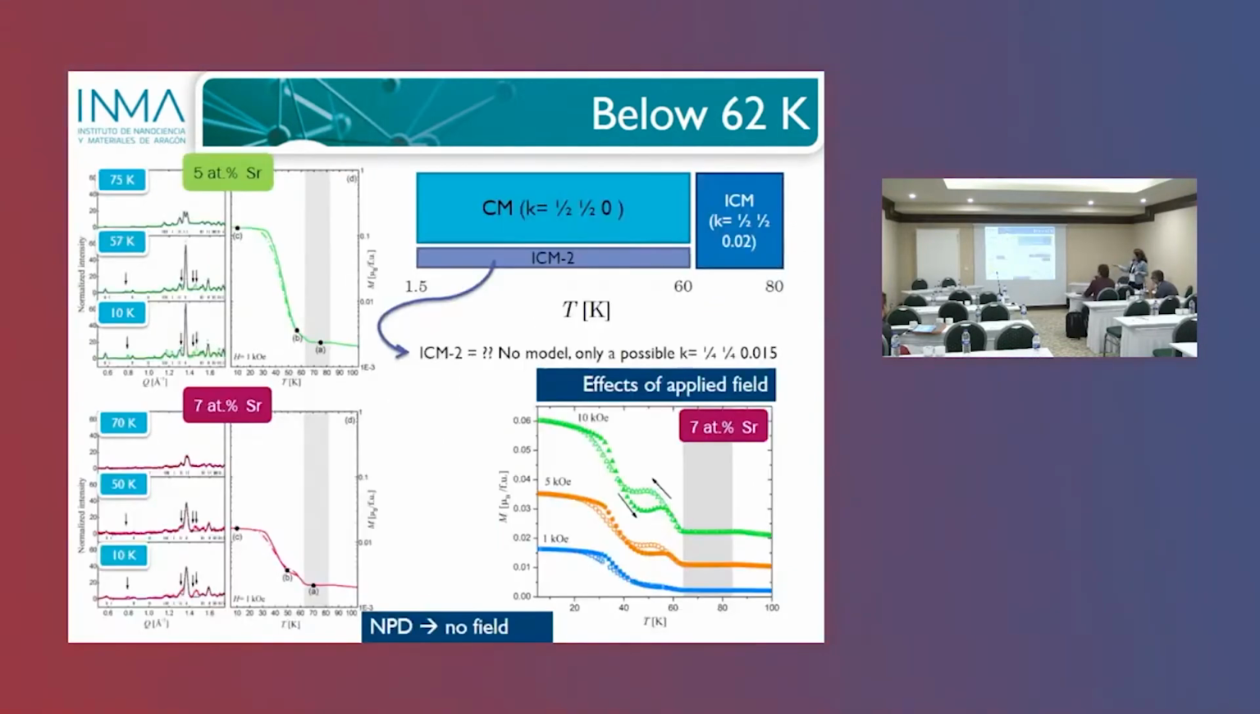When you increase strontium content to 5 and 7, what you get is that you keep this commensurate 1/2, 1/2, 0 phase all the way down to 1.5 Kelvin, and you also keep these additional small peaks that we can't find a model for.